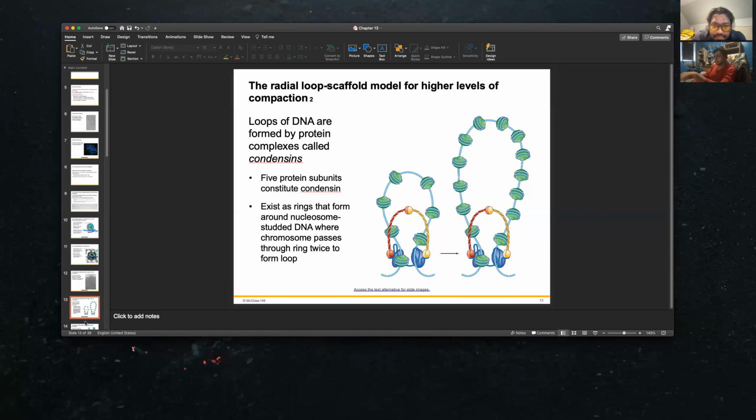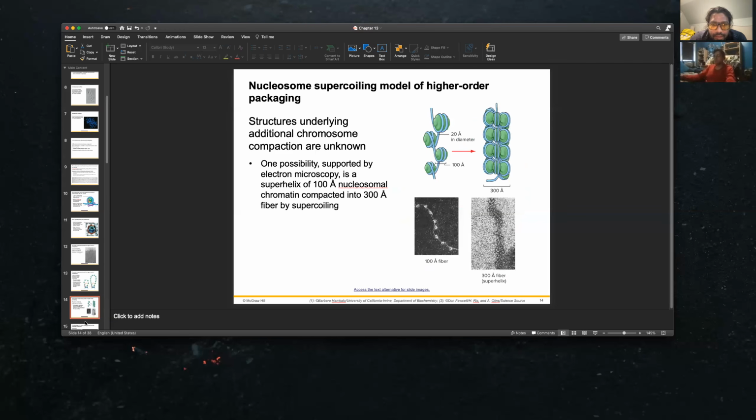And you see how from left to right, it's tightening or loosening, like kind of like a noose. All right. So they're just talking about different models for packaging. So ultimately it turns into a supercoil.